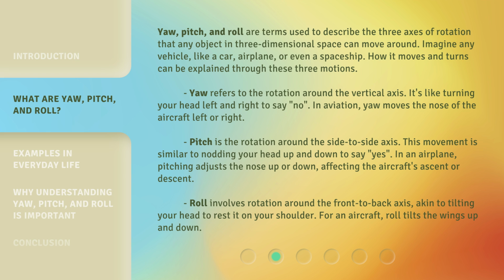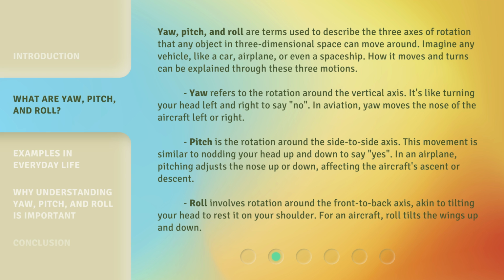Yaw, pitch, and roll are terms used to describe the three axes of rotation that any object in three-dimensional space can move around. Imagine any vehicle, like a car, airplane, or even a spaceship. How it moves and turns can be explained through these three motions. Yaw refers to the rotation around the vertical axis. It's like turning your head left and right to say, no. In aviation, yaw moves the nose of the aircraft left or right.